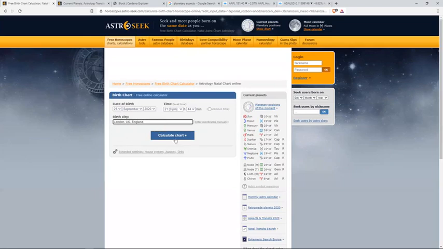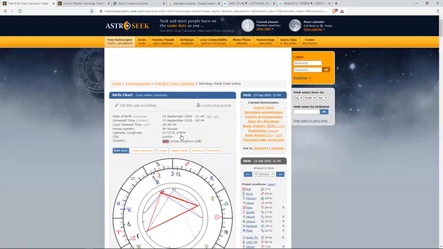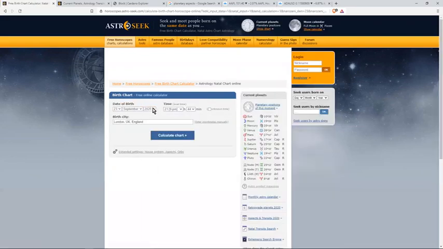So let's use England because this is for our time. We know it's UTC time, right? That block is set to UTC time. So let's calculate this chart. And you can see that we've got it set here. Oh, did we set 2020? Oh gosh, 2017. There we go.